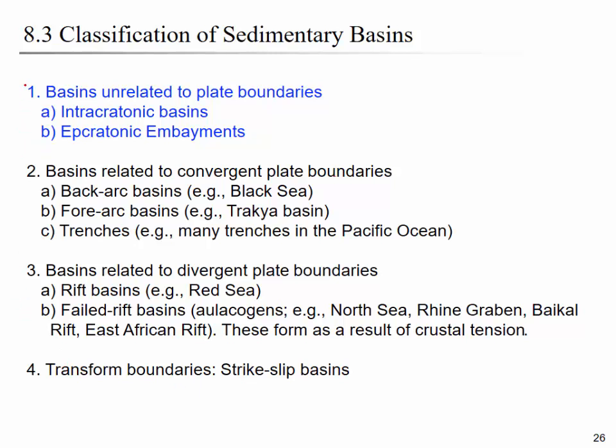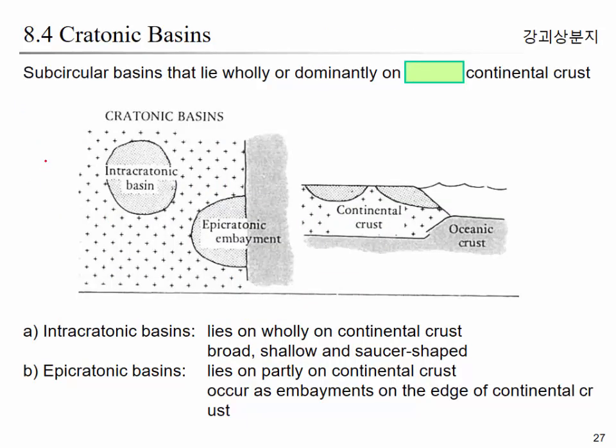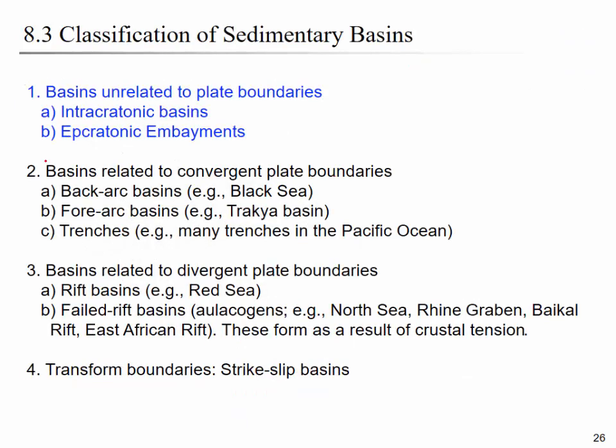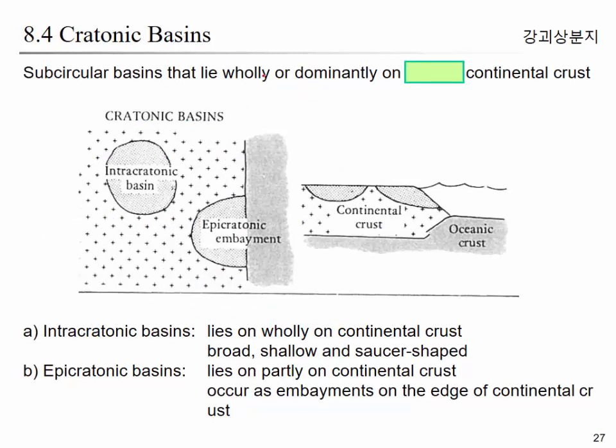The first is the cratonic basin. Cratonic basin is not related to the plate boundary. A subcircular basin that lies wholly or dominantly on the granitic continental crust is called the cratonic basin. If there are basins inside the continental crust and making a semicircle shape, it's called intracratonic. If they overlap on the oceanic crust like this, then it's called the epicratonic embayment. Embayment is what? It's a bay, 만 in Korean. So this is the epicratonic and this is intracratonic.